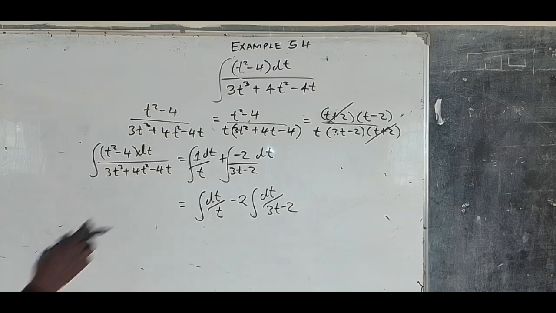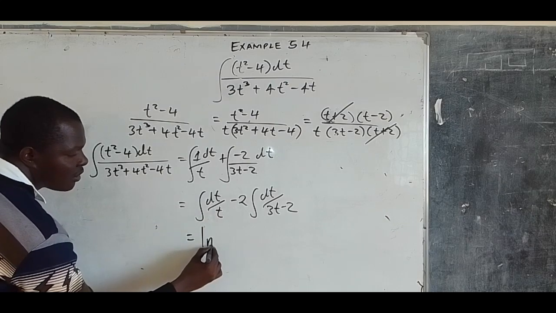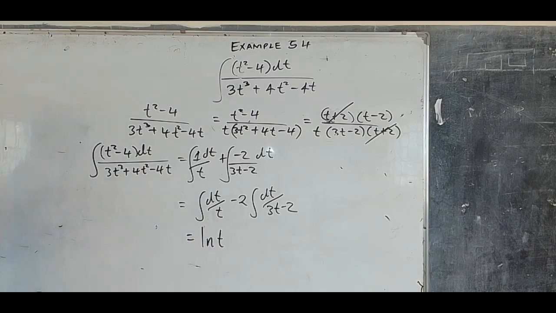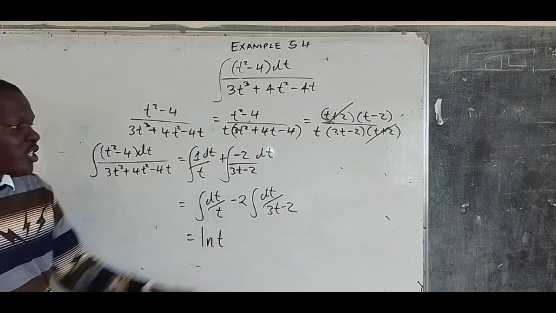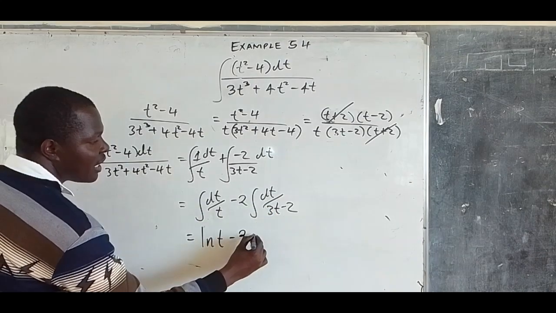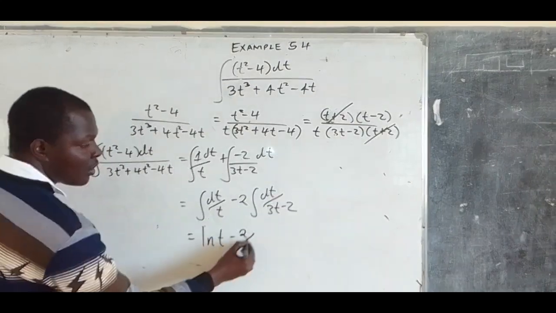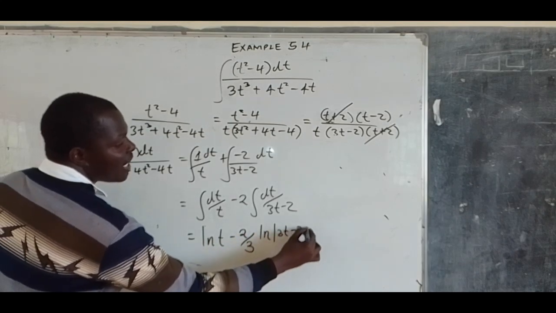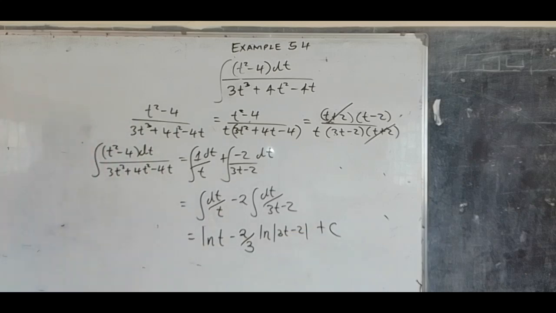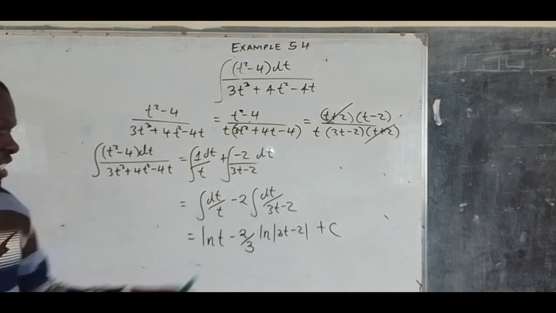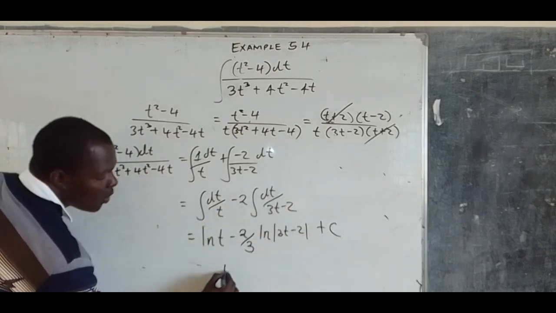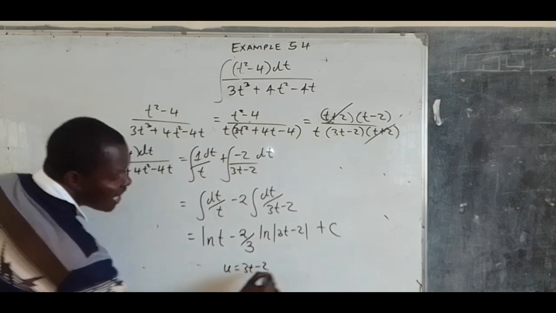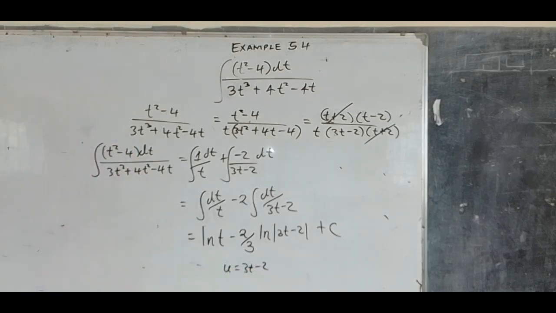Then after that, you integrate. If you integrate dt over t, that is ln of t, isn't it? If you integrate dt over 3t minus 2, that one you get negative 2 over 3 ln of 3t minus 2, then plus the arbitrary integration constant. Look at the way this one is coming. When you let u be 3t minus 2, are you seeing that?